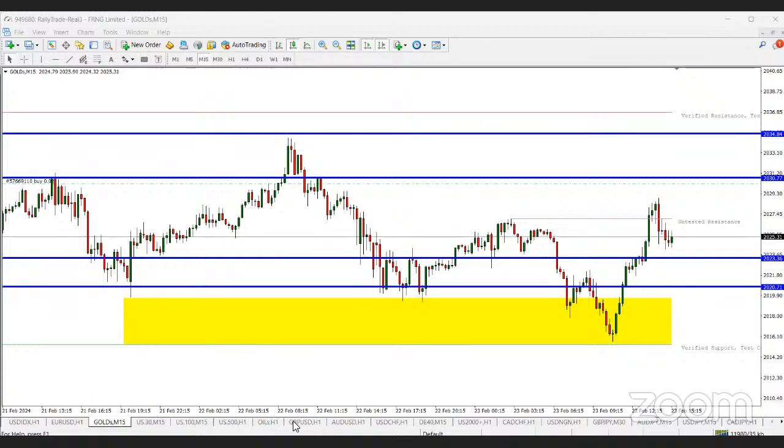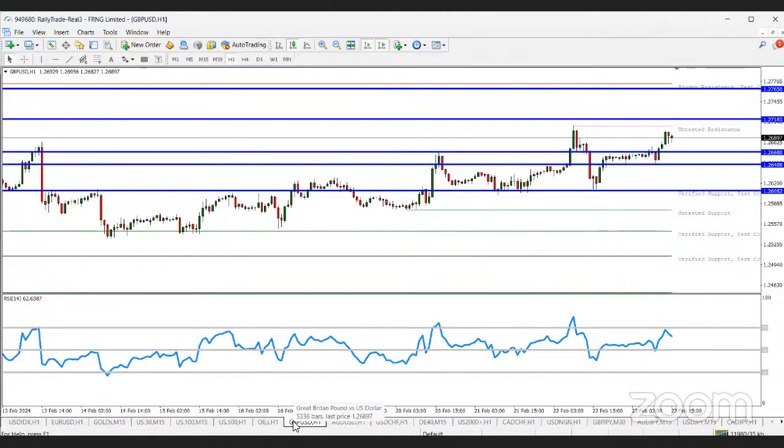GBP USD. Which GBP USD sell? Someone is on a GBP USD sell because it's already on a loss. Well, for GBP USD, what we said was that we should be looking out for a buy from 1.26480, right? And that if it closes above 1.27180, we should look out for a further buy.